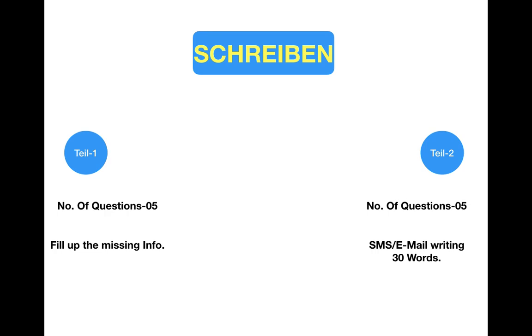In this part 2, I would suggest you just make very simple sentences, write very precisely. You will be given 3 points, which means 3 questions, and these questions you need to answer in the email or SMS.